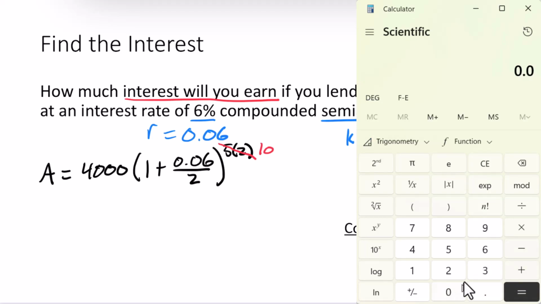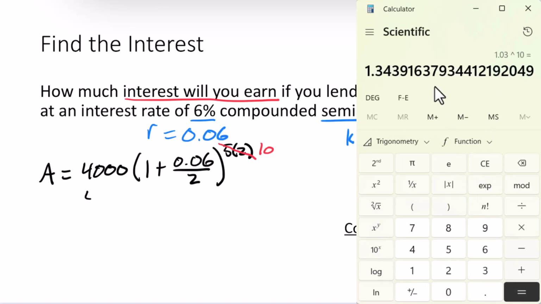So I'll do 0.06 divided by 2. And that tells me that each of the compounding periods is going to have a 3% interest because I split up 6% into 2 parts of the year. So I take that number and I add 1 to it because I keep 100% of my initial investment as well. And I'm going to multiply by this number 10 times because there are 10 compounding periods in 5 years if you're compounding twice per year. So I'll raise this to a 10.